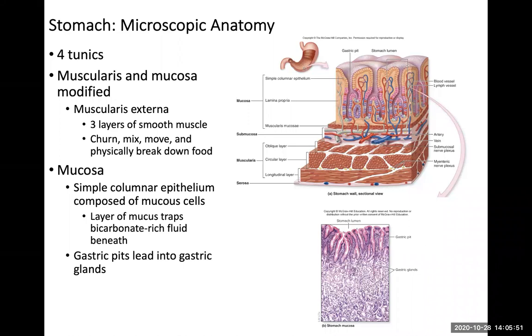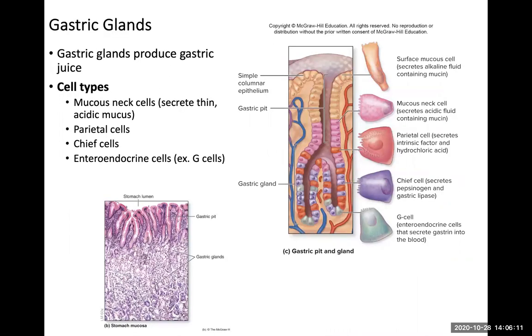When we look at the mucosa of the stomach, you'll see that we have what are called gastric pits. This is a histological specimen that leads into gastric glands. Those gastric glands are important for producing the secretions that are used to make chyme, to both chemically and mechanically digest the food. And again, simple columnar epithelial tissue is the type of tissue that lines the stomach.